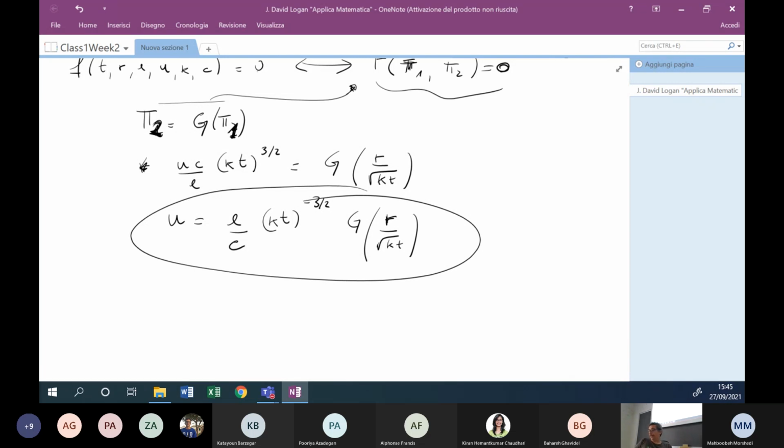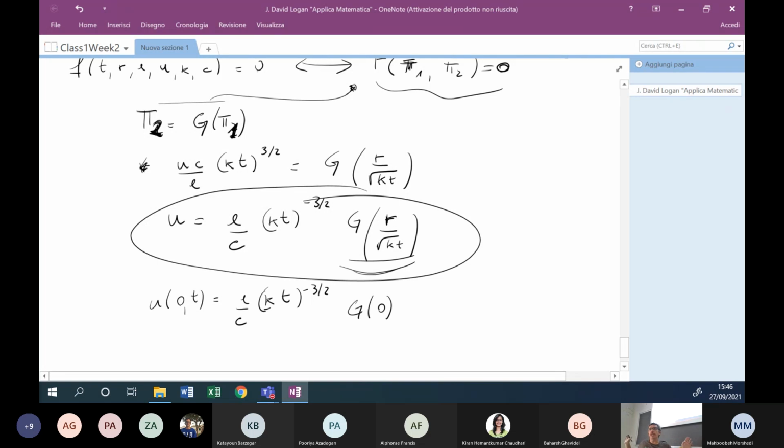For example, this tells me that the temperature U, let's try to see what happens to the temperature U at R equal to 0. When I am at R equal to 0, this function here becomes some function G of 0. This is nothing else than a number. So U of 0 and t is going to be something which goes like E over C times kt to the power minus 3 halves.